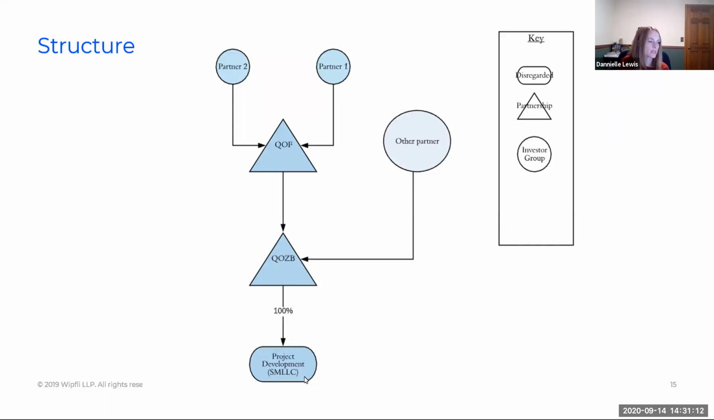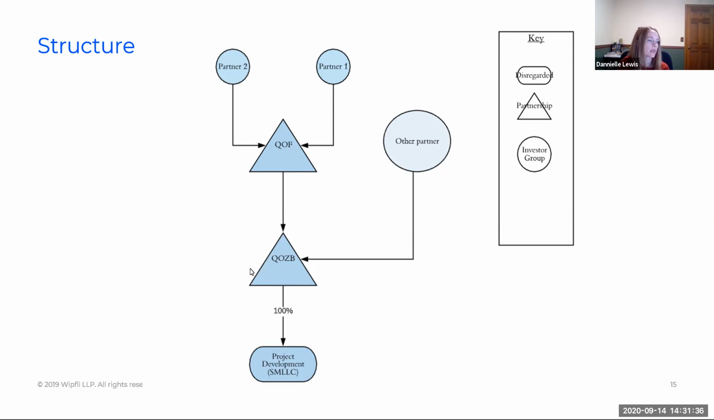So in this circumstance, it was a real property investment, and they'll be building, say, an apartment complex here, and that's their Qualified Opportunity Zone business. The key thing here is this Qualified Opportunity Zone business can't be a disregarded entity. It's got to be a partnership or some other regarded entity.